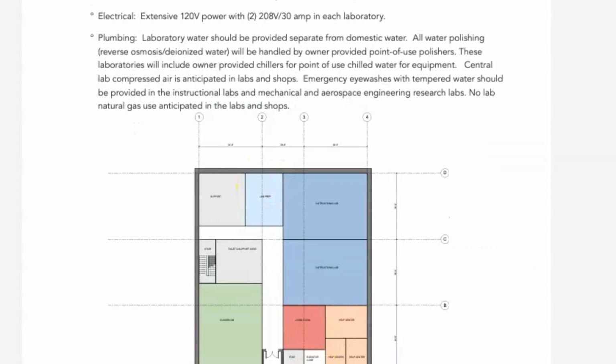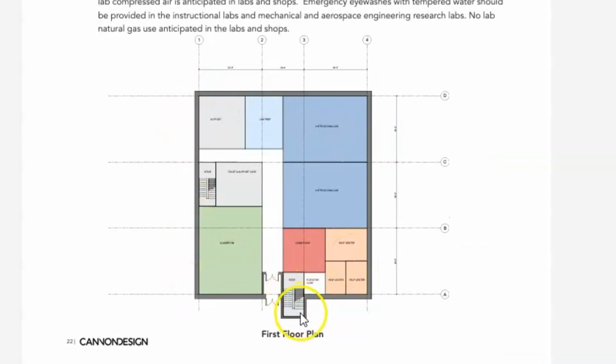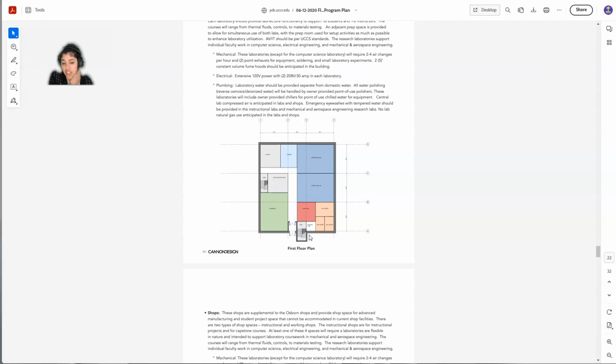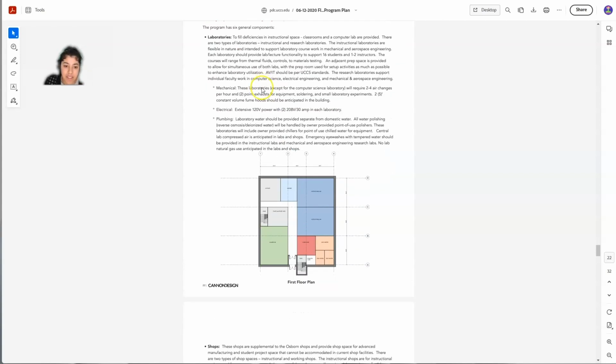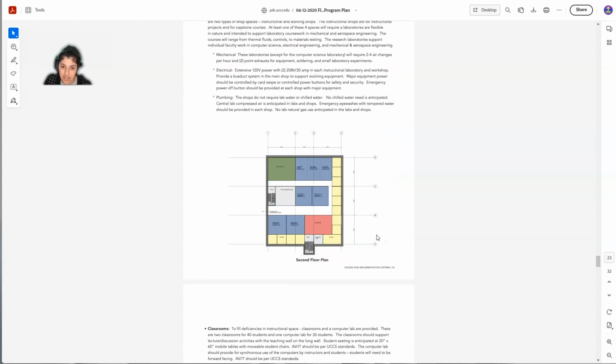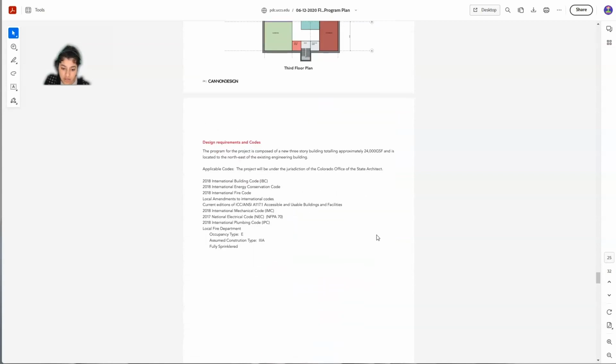Okay, six components. Here's another little diagram of a floor plan. Architecture uses a lot of diagrams because it's hard to describe in words what a building's footprint is going to look like. They do describe it in words as well, but it's definitely easier to understand when you can visualize the floor plan, stairs, doors, all of that in there. Shops, classrooms, cool.